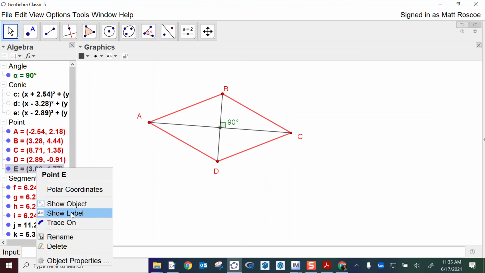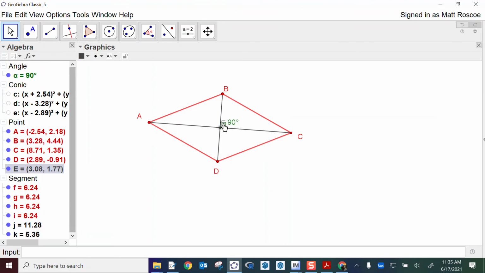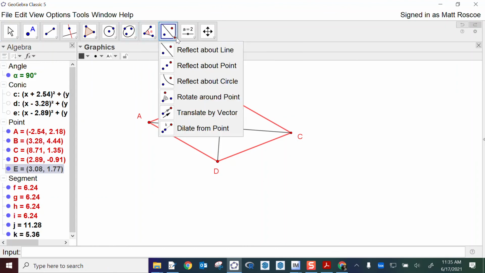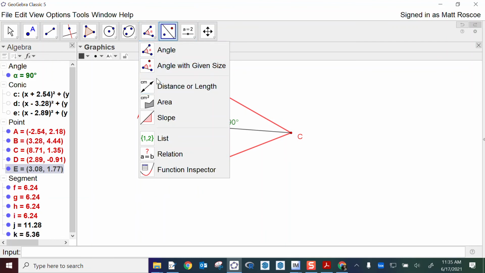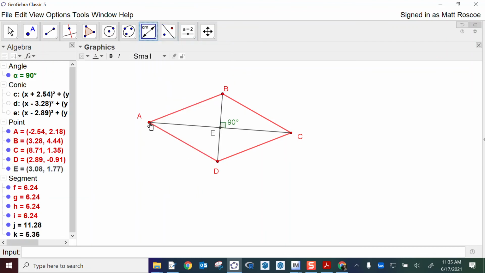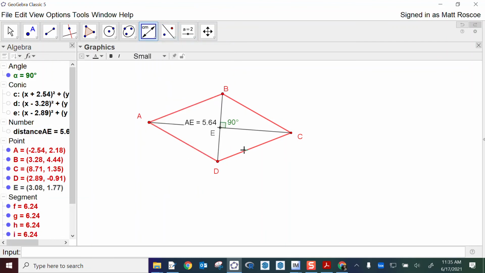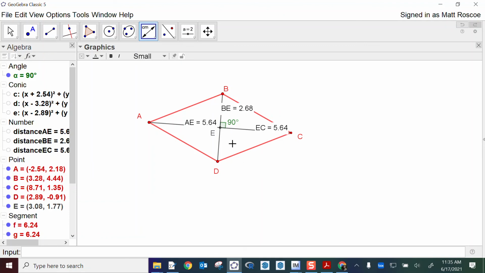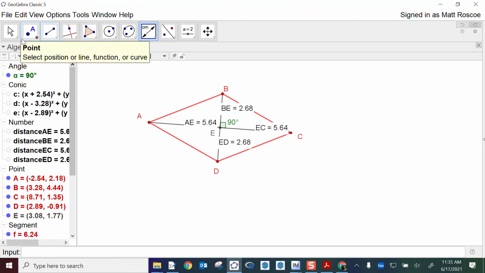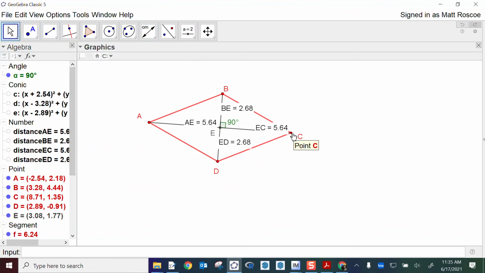So point E, I'll show the label. There it is. And then I'm just going to measure the length between A and E, and it just pops in there, 5.64, and between E and C, that's 5.64. B and E, that's 2.68, and E and D is 2.68 as well. So we get something that looks like this.